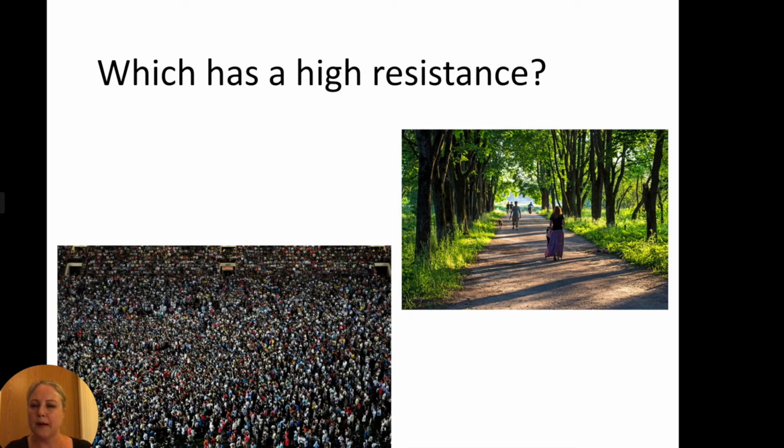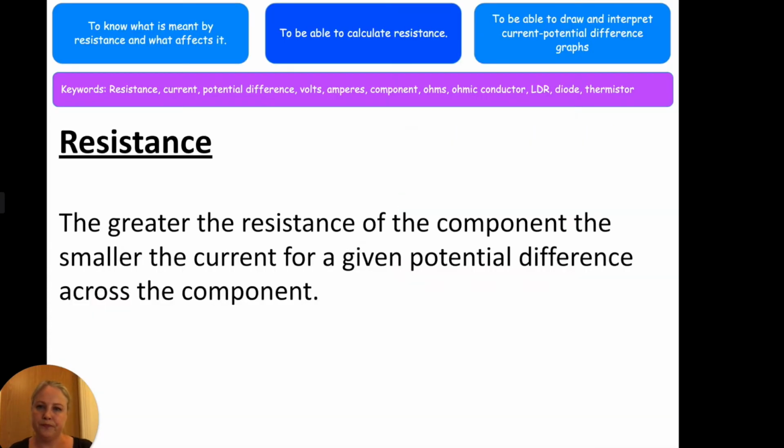Okay, if we're talking about electricity, what do you represent as you go through the crowd or down the path? What do you represent in this model? So resistance of the component: the greater the resistance, the smaller the current for a given potential difference. So as long as we keep the potential difference the same, if you have higher resistance, you'll have a lower current. If you have a lower resistance, you'll have a higher current.